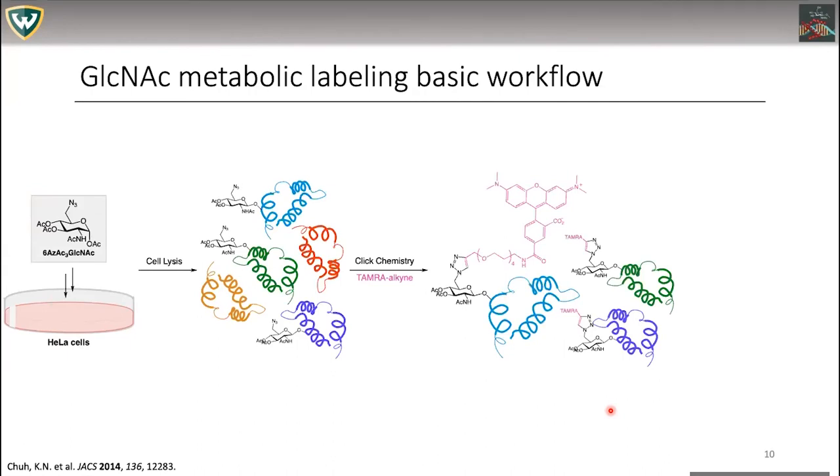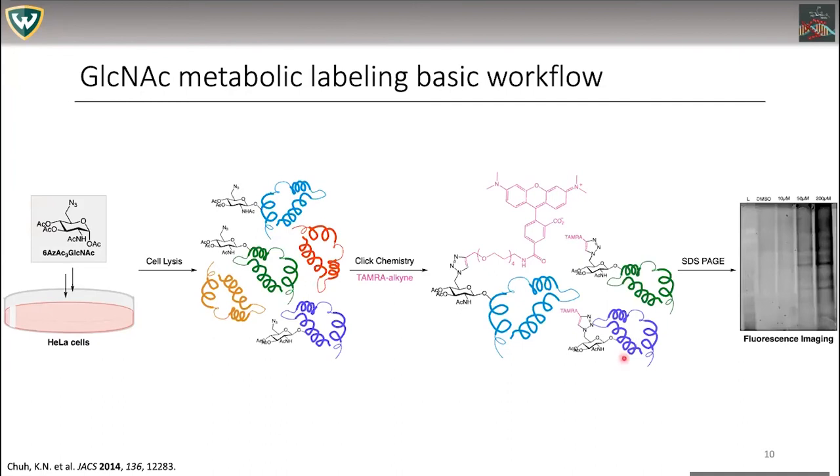This is how I trick myself into thinking that this is really just organic chemistry, by doing this reaction with cellular lysates. And so once I've got the TAMRA tag on, I can analyze this by SDS-PAGE gel. And what we're really looking for is these nice fluorescent bands.